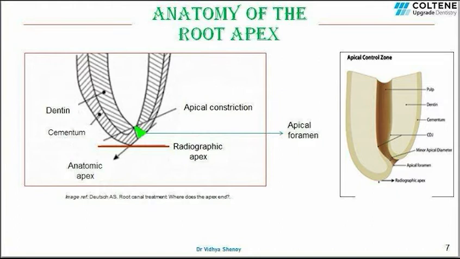As you can see in this picture on the right hand side, a landmark called CDJ is marked. This is the cemento-dentinal junction. This is the point where the dentin ends and cementum begins. Usually it coincides with the minor constriction or the apical constriction, but it can vary in different teeth. So this is again an important landmark of the root apex.